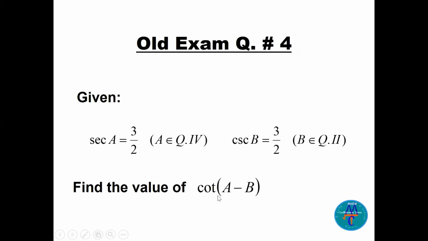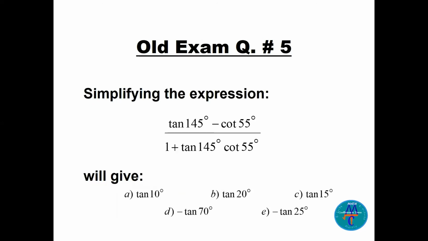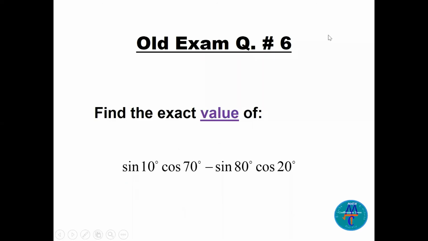In this one, we have question number 4. Secant of a is 3 over 2, a belongs to quadrant 4. Cosecant of b is 3 over 2, and b belongs to quadrant 2. Let's find the cotan of a minus b. Simplify the expression here. We have tan 145 minus cotan 55 degrees, all divided by 1 plus tan 145 times cotan 55. Question number 6, find the exact value of sine 10 degrees times cosine 70 minus sine 80 times cosine 20. You can use here cofunction identities, I think, easier for you.